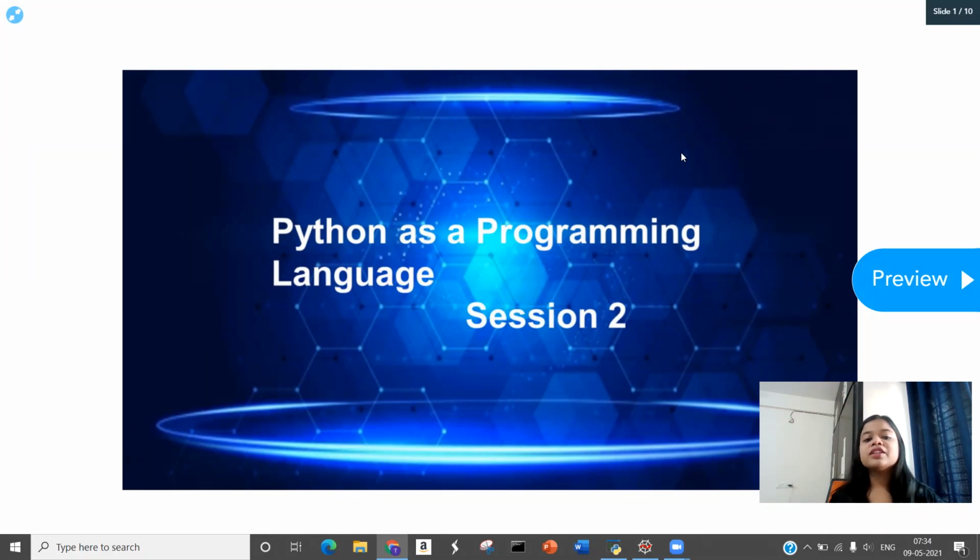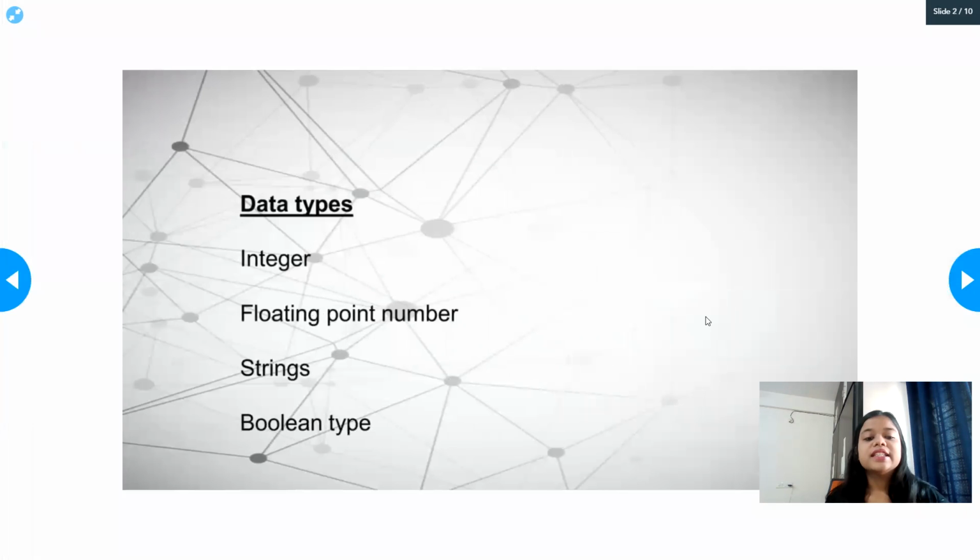Okay. So coming to today, we are going to go to a bit advanced level of Python as a programming language. So basically today we are going to start with data types. Okay. So what is meant by data types? See, whatever we provide to the computer during the program, whatever input we give or whatever output we give, that is known as data.